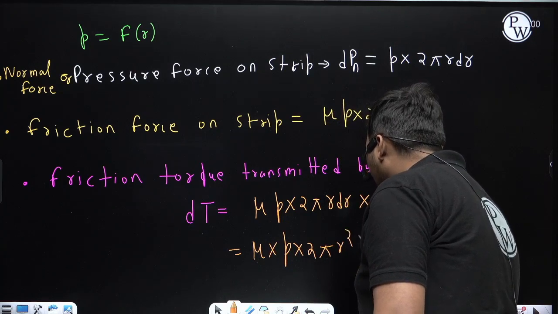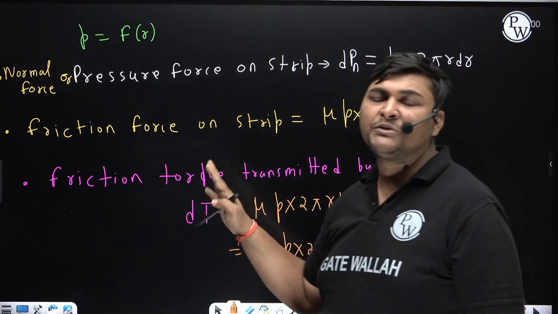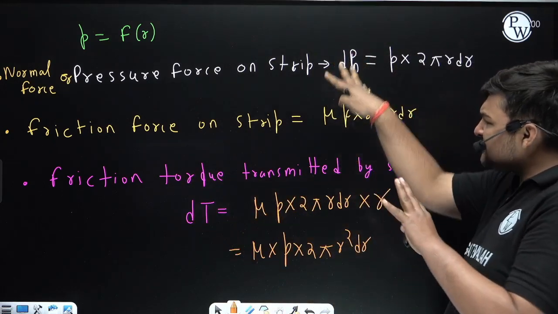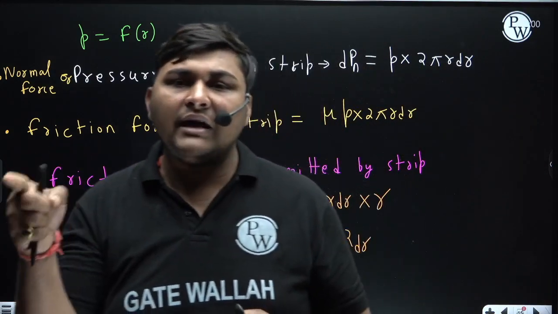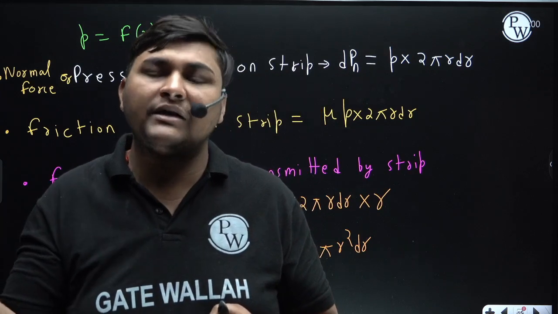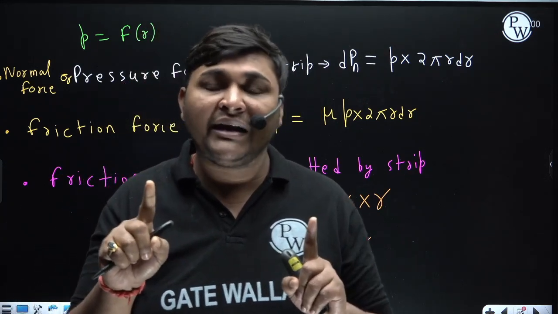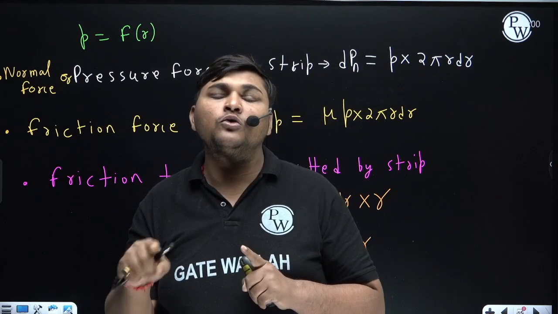If you want, you can write these expressions down and remember them. After that, the analysis of this plate clutch will become very easy. But how to remember them? These expressions are very easy. The area of the strip you can keep in mind as 2πrdr. So the pressure force will be p into 2πrdr. The friction force will be mu into the pressure force, and since we are writing this expression for the strip, the friction force on the strip will be mu into p into 2πrdr.